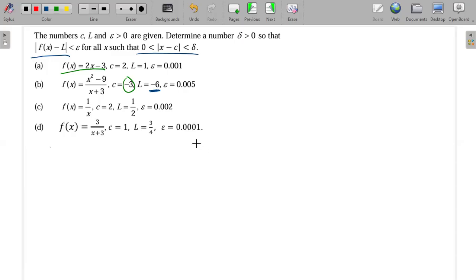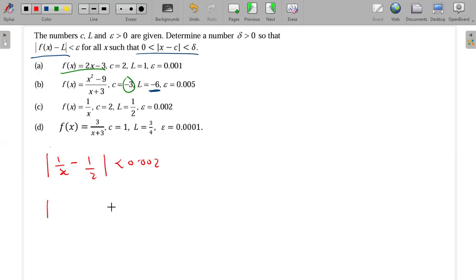Right, so here, what are we going to do? You have a function, f of x equals 1 over x, and then you have c equal to 2, and then l equal to half, and then you have 0.002, that is your epsilon. So just replace f of x, you have 1 over x, minus your l, 1 over 2, and this is less than 0.002, which is your epsilon.